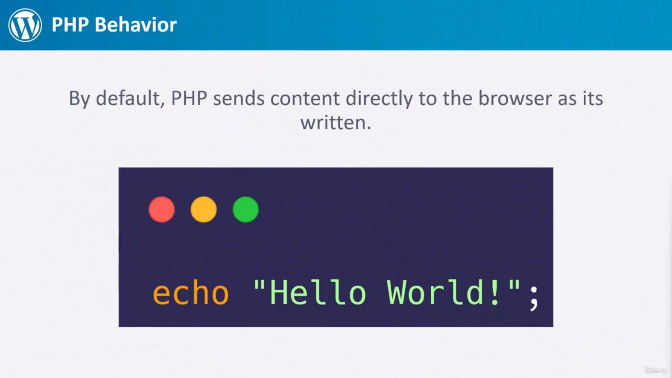Output buffers are an interesting feature of PHP. By default, PHP will send content directly to the browser as it processes your PHP code. It does not send the entire document all at once. If we wrote an echo statement, the message would appear in the browser. However, if we have more code, the message may appear before the rest of the code has been processed.